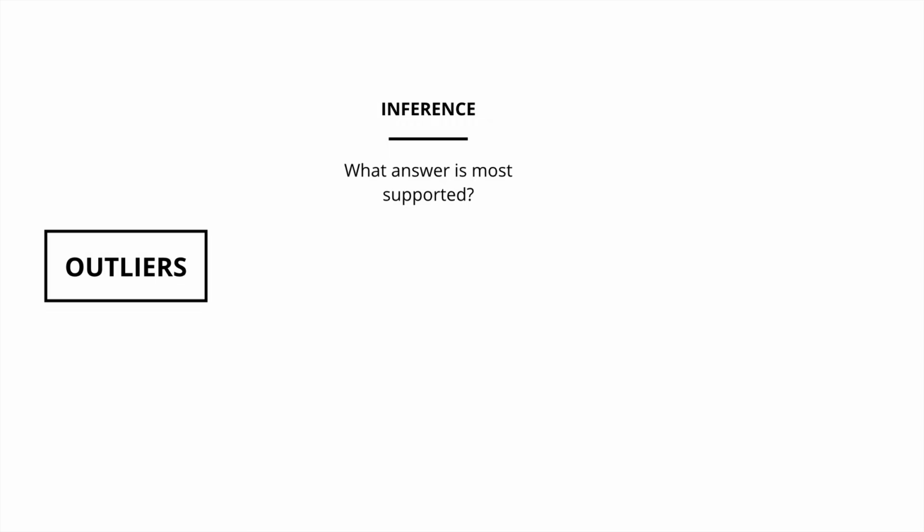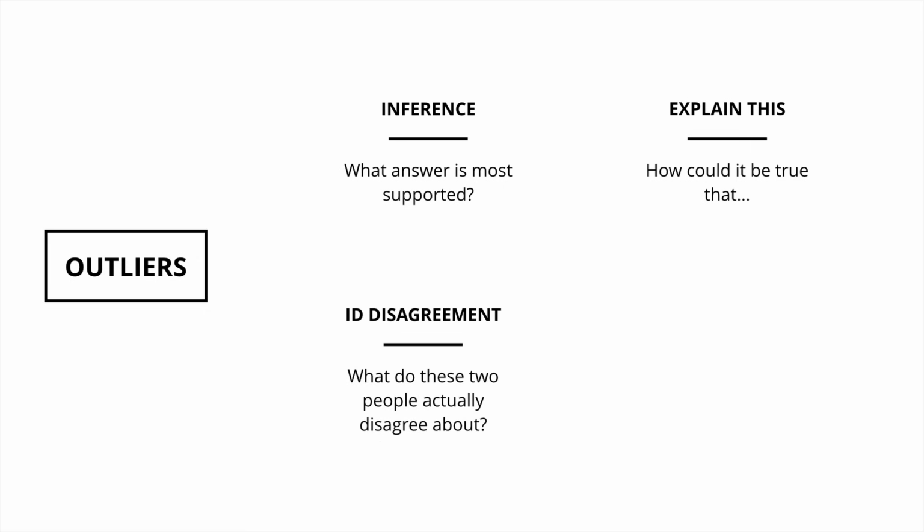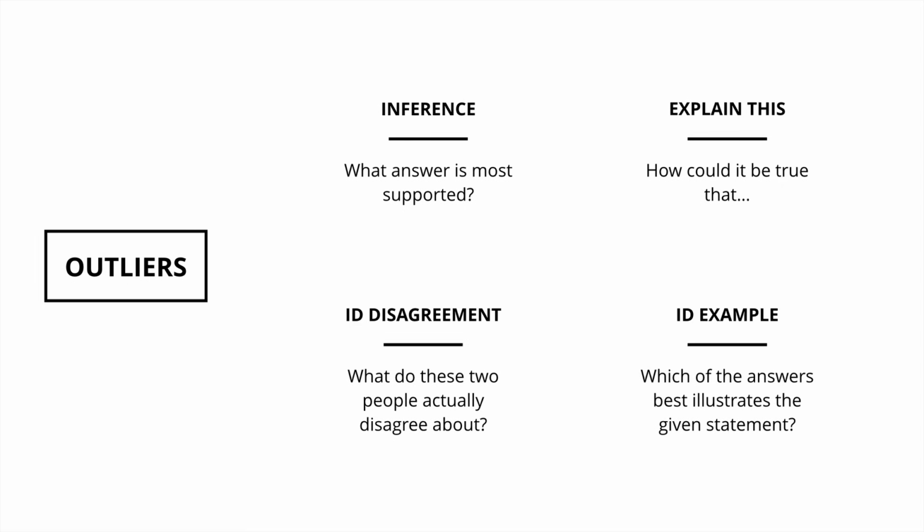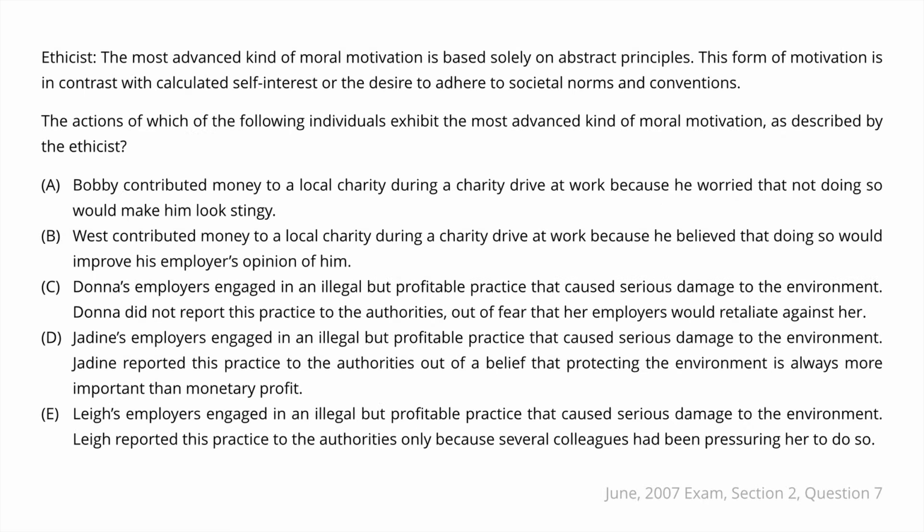We've got inference questions. These ask you, which of the following answer choices is most supported by the information given in the stimulus? We've got explain this questions, right? And here they'll give you kind of two things that seem to not go together in the stimulus. And they'll ask, how could it be true that these two things happen at the same time, say? Identify the disagreement questions. These questions are unique in that they will present two different people speaking in the stimulus, and your job is to see what it is that these two people are actually disagreeing about. And then finally, identify an example questions, right? And these ask you to find an answer choice that best illustrates a principle or point that is made in the stimulus. Let's go ahead and take a look at an identify an example problem.